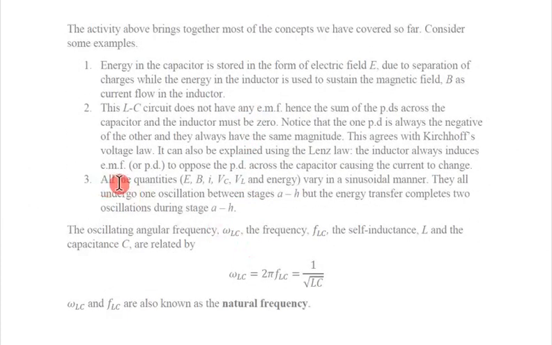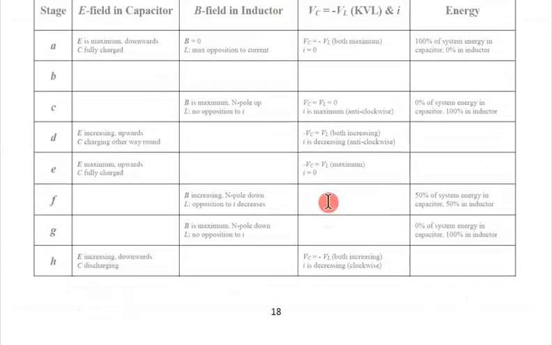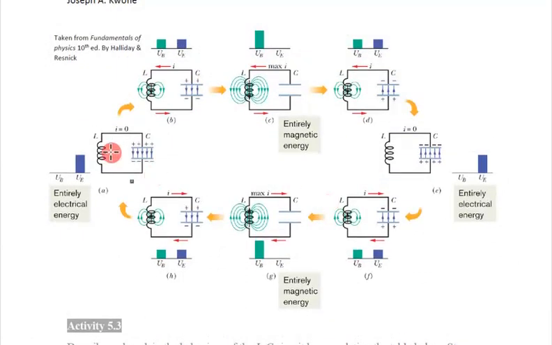The third point is that all the quantities, I mean the electric field, magnetic field, current, voltage across the capacitor, voltage across the inductor, and the energy, vary in a sinusoidal manner. They all undergo one oscillation between stages A to B, but the energy transfer completes two oscillations during stages A and then H.